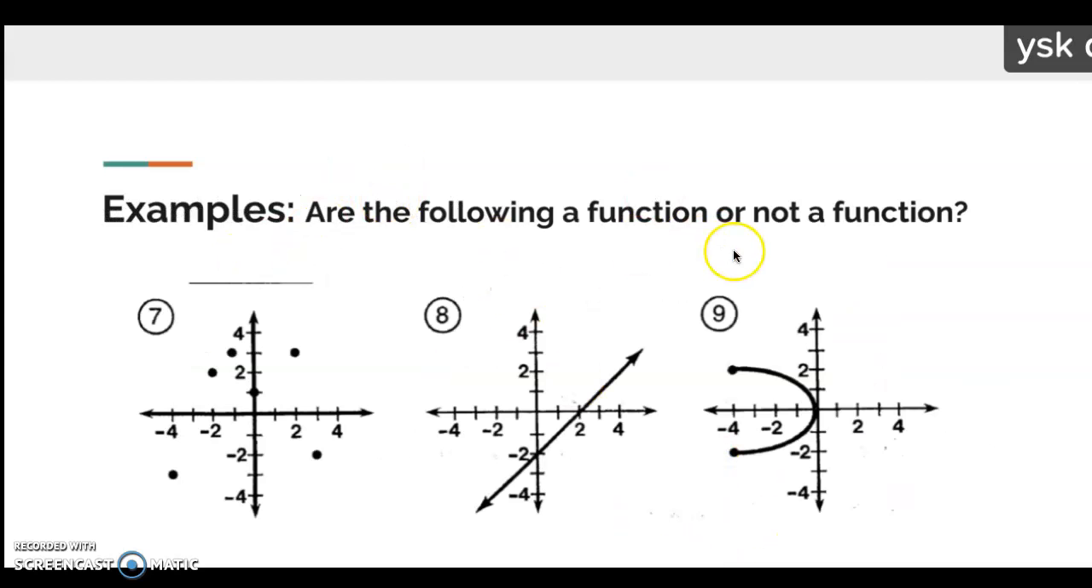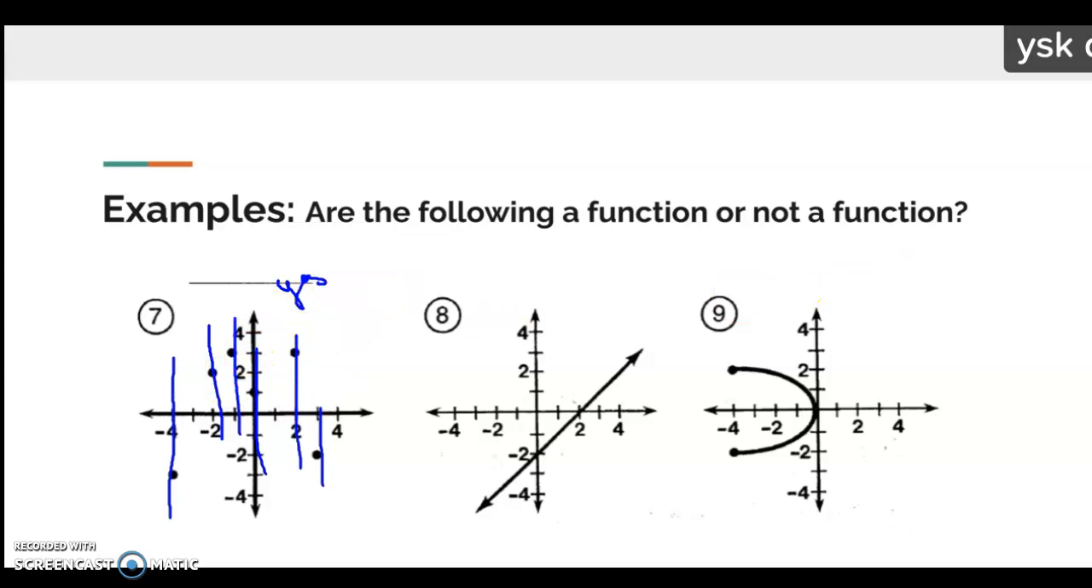So we have three examples right here. Are the following functions or not a function? So again, if I were to draw a line through each one of these points, and that line only touches one point at a time, then my vertical line test passes, which means yes, this is a function.